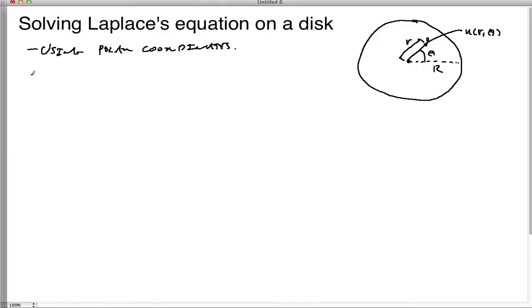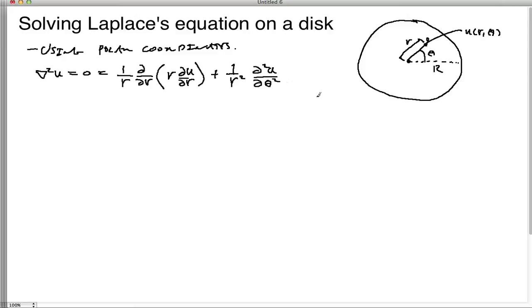So the key point here is that Laplace's equation is going to be the Laplacian of u is equal to 0. And from the previous movie, if you bother to watch it, it was the Laplacian in polar coordinates. The Laplacian is going to be 1 over r times the partial with respect to r of r times the partial of u with respect to r, plus 1 over r squared times the second partial of u with respect to theta.